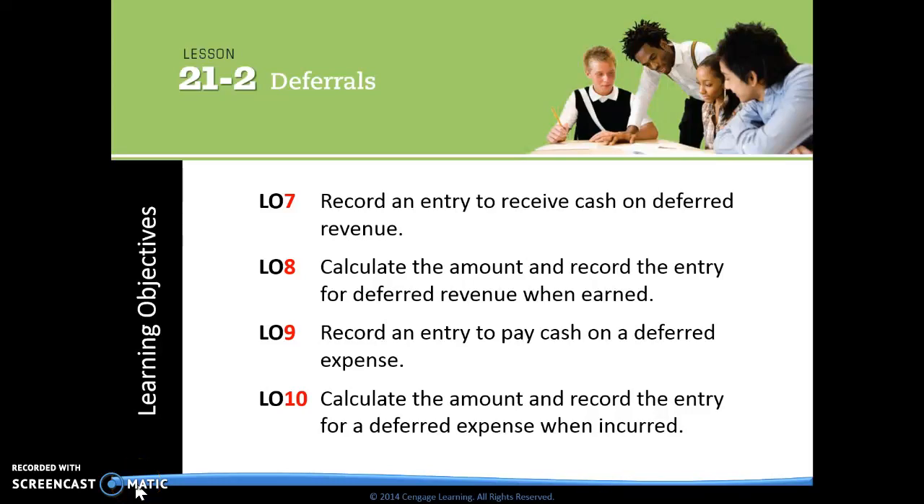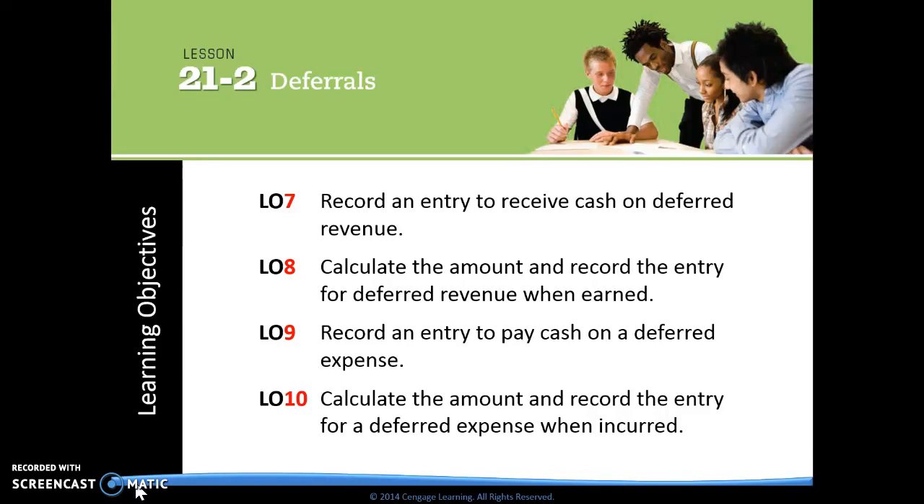21-2 is talking about deferrals. We have 4 learning objectives. Record an entry to receive cash on deferred revenue. Calculate the amount and record the entry for deferred revenue when earned.